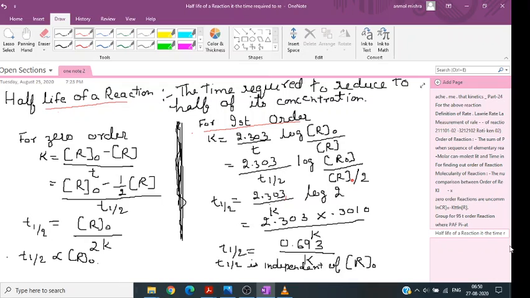So in today's session, we have studied how to derive the integrated rate law expression for zero order reaction and first order reaction, then the graphs related to them, and next the half-life for zero order reaction and first order reaction.